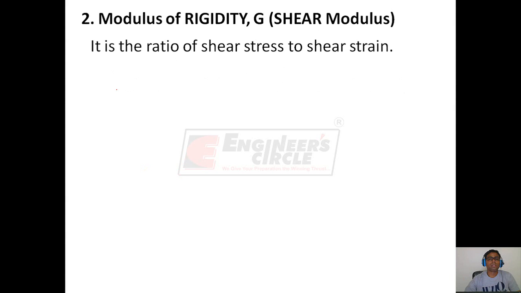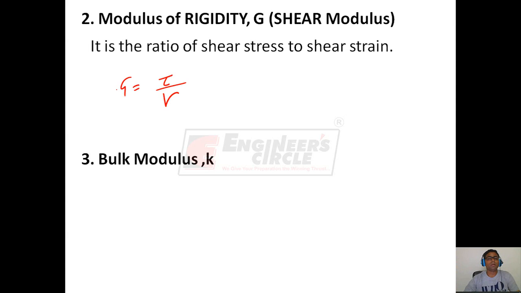The second one is the modulus of rigidity, denoted by G. It is also called shear modulus. It is the ratio of shear stress to shear strain. That is, G is equal to the ratio of shear stress to shear strain.